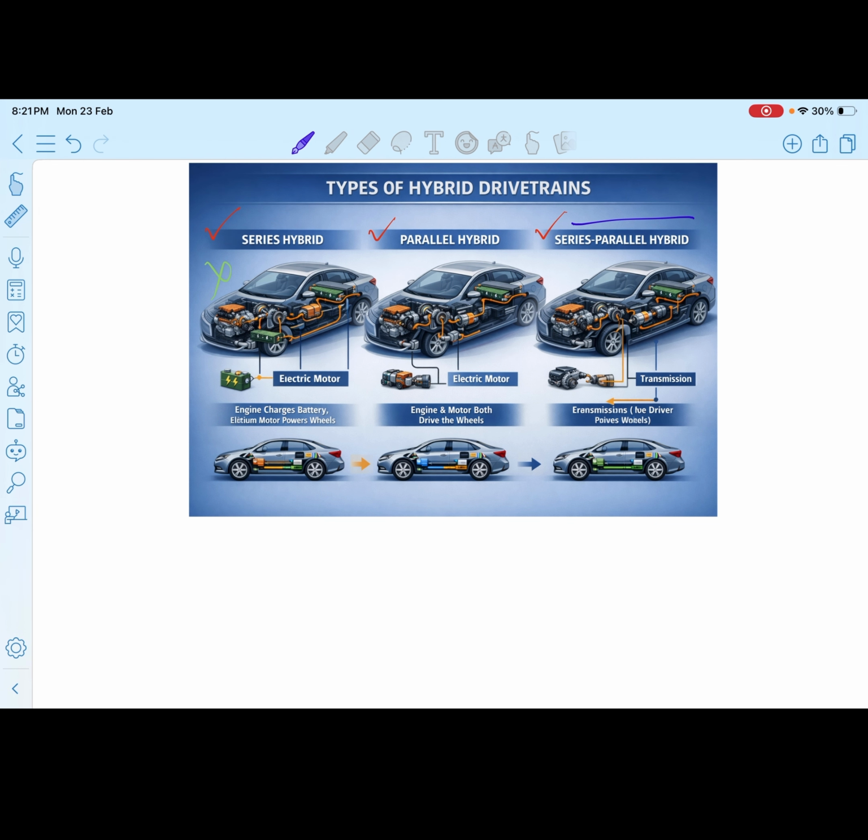Now the third option that we talk about is the series parallel hybrid. As the name suggests, it can operate in both series mode and parallel mode.